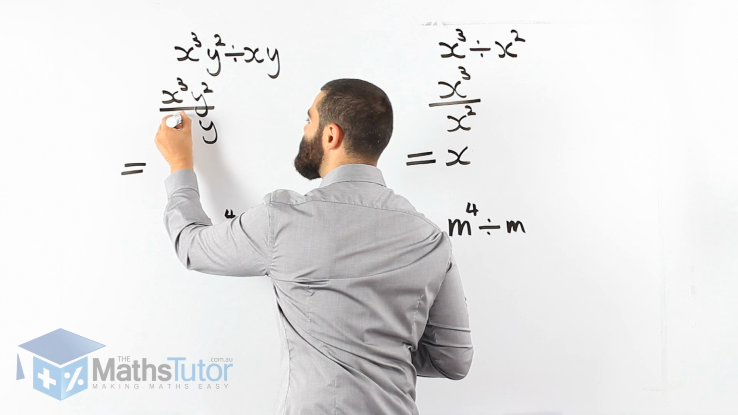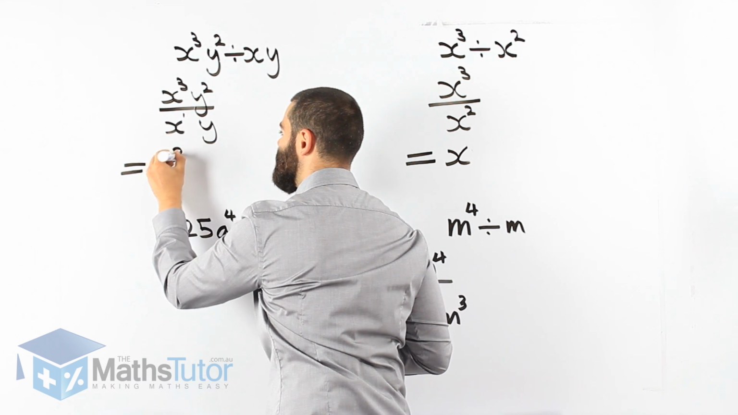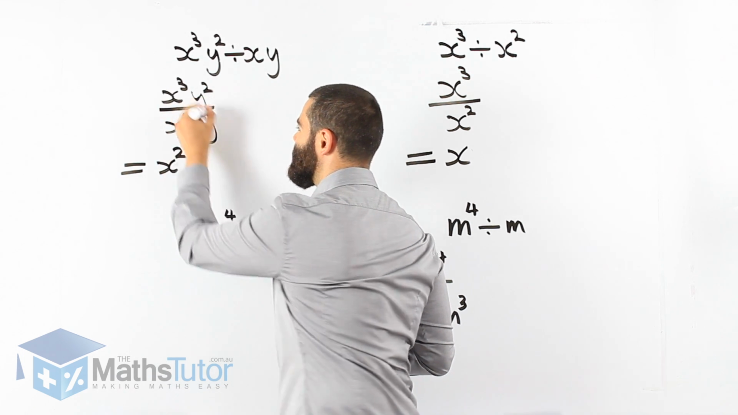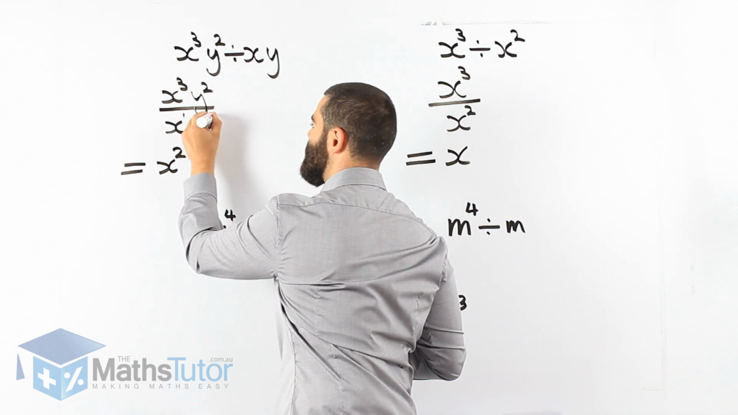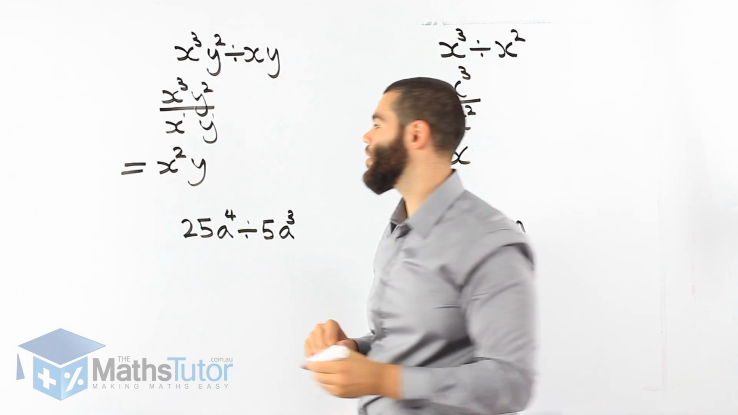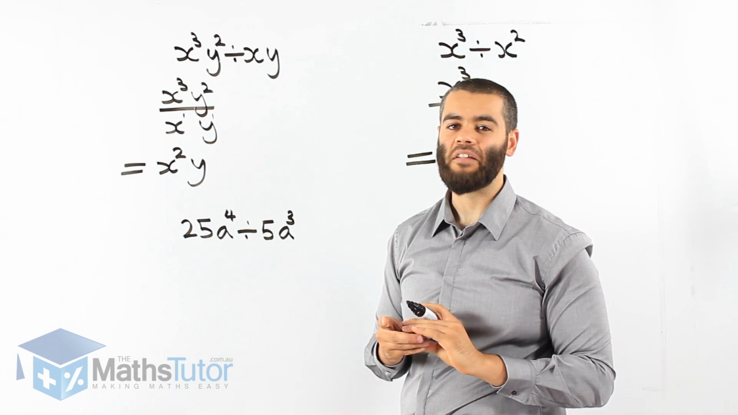3 take away, we know there's a 1 here. So we have x to the power of 2. The same bases here, the same bases there. Then we write our y. 2 take away again the invisible one. 2 take away 1 is just 1. X squared y. It is that simple, guys.